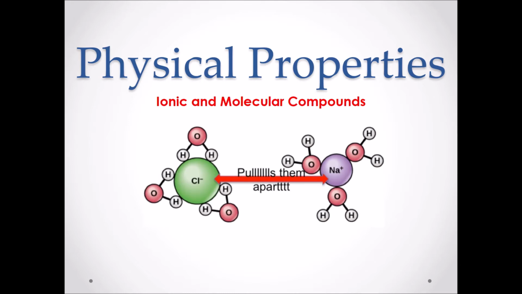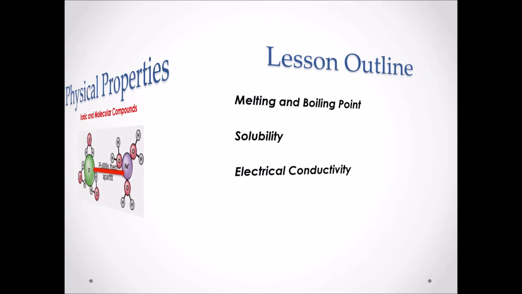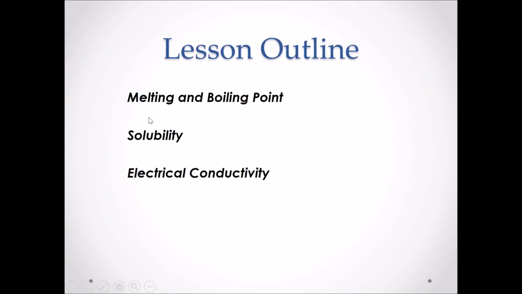Chemistry 20. This is our 8th lesson in the chemical bonding unit. This is physical properties of ionic and molecular compounds. In this lesson, we will look at the physical properties of melting and boiling point, solubility, and electrical conductivity for both ionic and molecular substances.